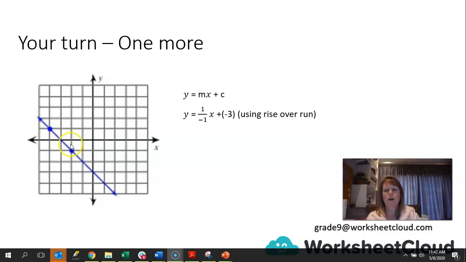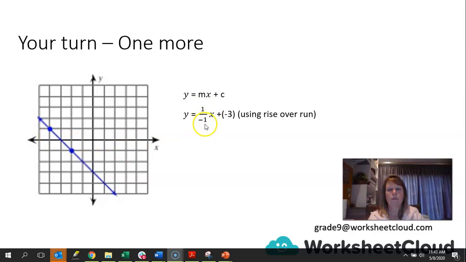In each case, our rise is 1, our run is minus 1. So you can choose any part of the graph, and you can ask, how am I getting from the one point to the other point? I'm rising 1 and I'm running 1, but each time I'm running in a negative direction.